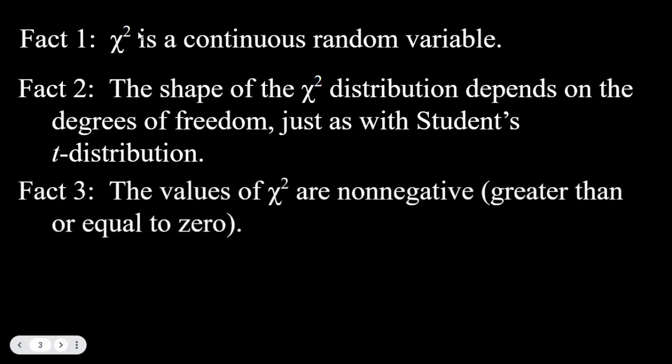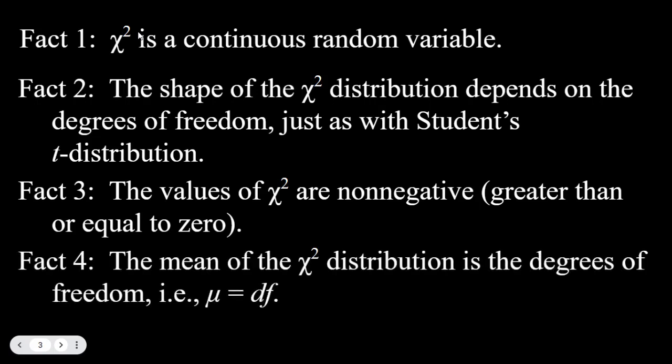Fact number 3, the values of the chi-square distribution are non-negative, so they're never negative, so that's different than the t and the z distributions, but they are never negative. They're always greater than or equal to 0. Fact number 4, the mean of the chi-square distribution is the degrees of freedom. So in other words, mu equals that value that is the degrees of freedom.